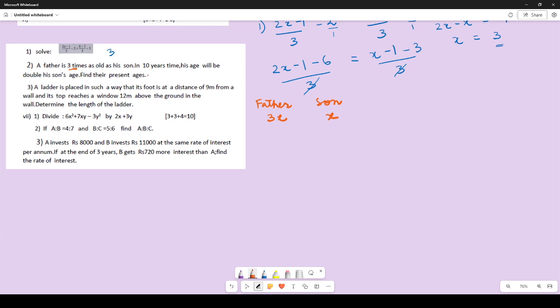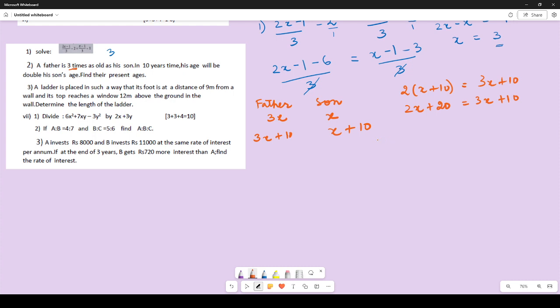After 10 years. So in 10 years time, now what happens after 10 years? The father's age becomes what? This. The son's age becomes what? This. Right? Father will be 3x plus 10 years older, son will be x plus 10 years older. But what is the equation? His age will be double his son's age. So that means if you double the son's age, it becomes the father's age, right? What you have over here is 2x plus 20. Remember, this 2 needs to be multiplied with 10 as well, is equal to 3x plus 10.